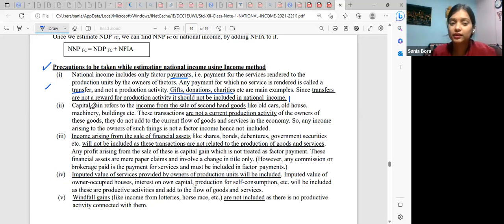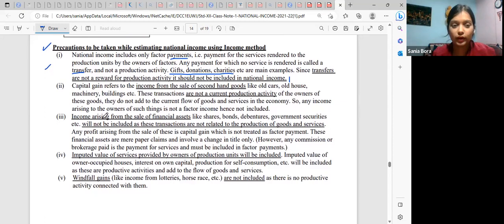Then capital gains refers to the income from the sale of second-hand goods like an old car, old house, machinery and all that. These transactions are not current production activities. So over here, I sold something, right? That doesn't mean I did something to get the money. So that will also not be included in this national income. Any income arising to the owners of such things is not a factor income, hence not included. Clear?